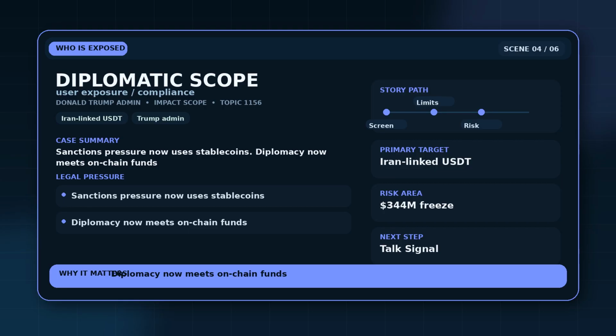The story is narrower than the whole crypto market. It focuses on the Trump admin, Iran-linked USDT, and the counterparties tied to the same path. Sanctions pressure now uses stablecoins is the exposed side, while diplomacy now meets on-chain funds. That prevents overreach. The segment does not claim every token, chain, user, or institution is equally exposed.